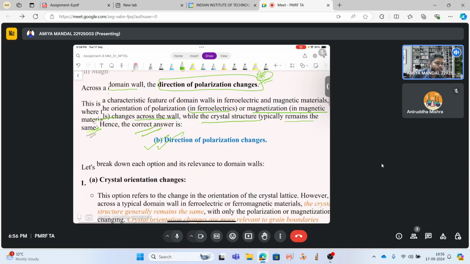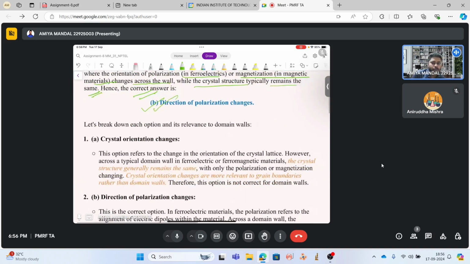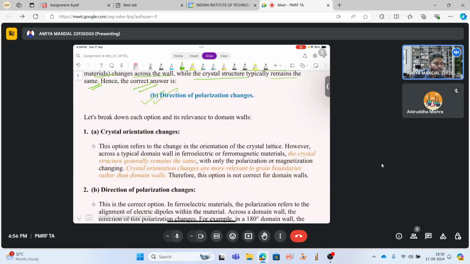Okay, let's break down each of the other options. We try to find out what the other options tell and why they are incorrect.